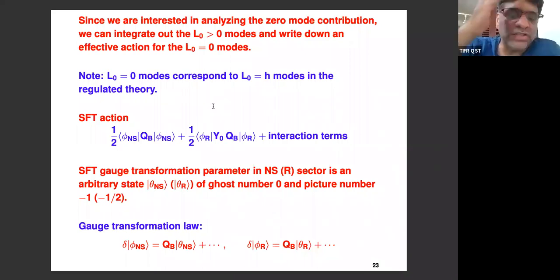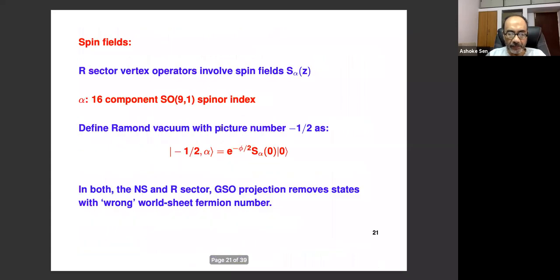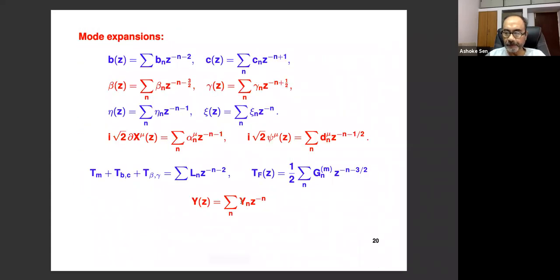Sorry, Ashok, I missed what Y0 was, please. Oh, Y0 was the zero mode of the inverse picture changing operator in this expansion.